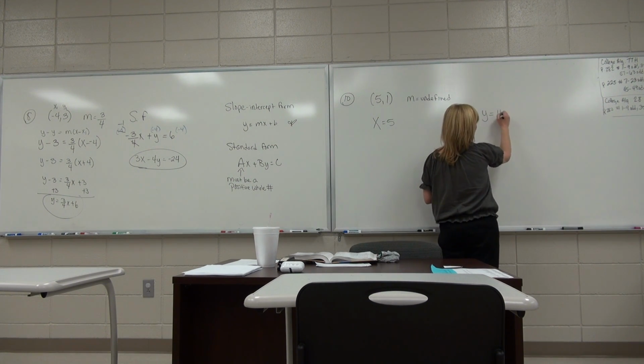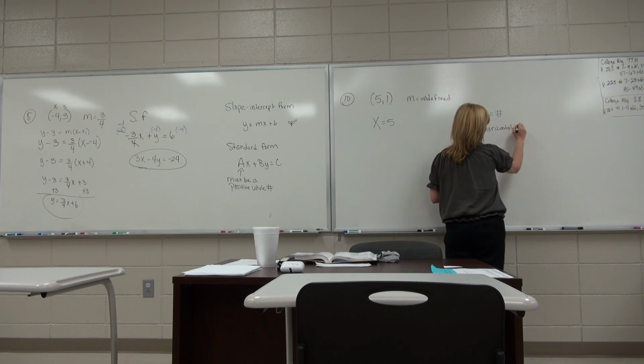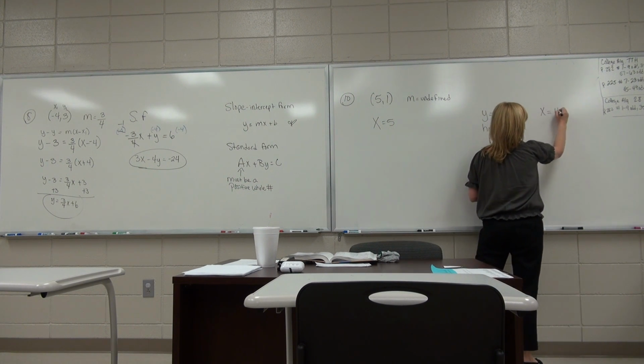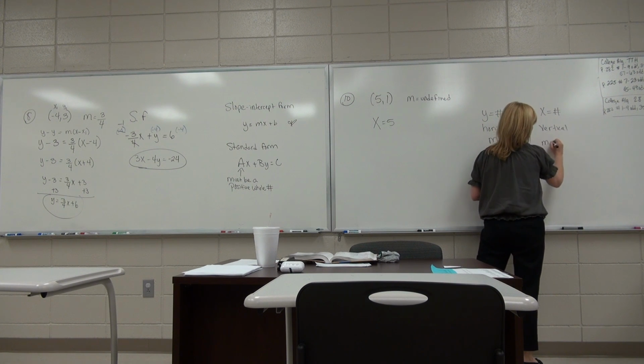You need to keep in mind, this can come up several different ways on your test. If you have y equal to a number, remember that's a horizontal line with a slope of 0. If you have x equal to a number, that's a vertical line, and your slope is undefined.